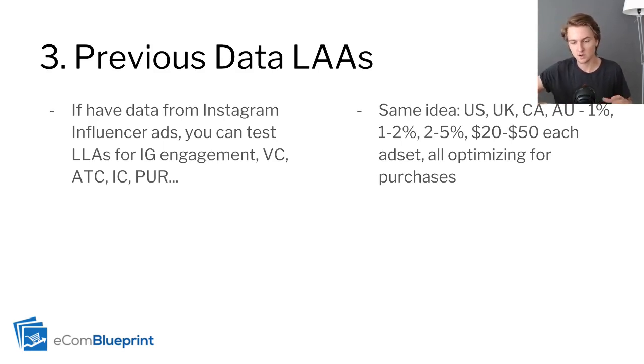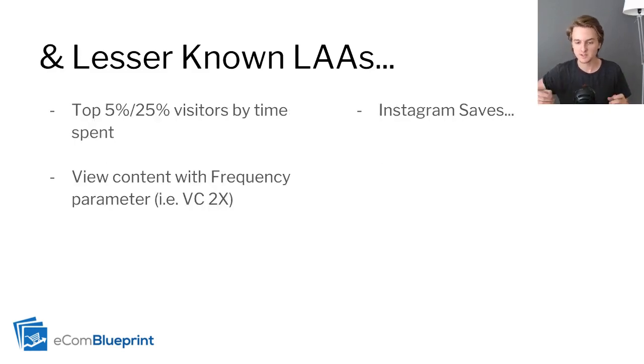At this point, all you're doing is testing all the different lookalike audiences that you can and scaling horizontally that way. You can also test some lesser known lookalike audiences that a lot of people don't know about. So top 5% or top 25% visitors by time spent. View content with a frequency parameter, which I call VC2X. And then you can also test Instagram saves, so people who've saved your content on Instagram. That's if you have done some Instagram influencers. You're going to have a lot of Instagram saves, and that audience is usually good to build lookalike audiences from.